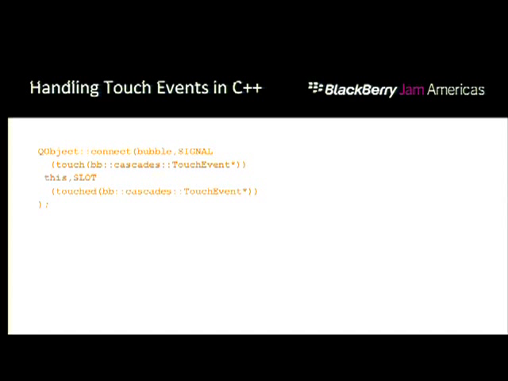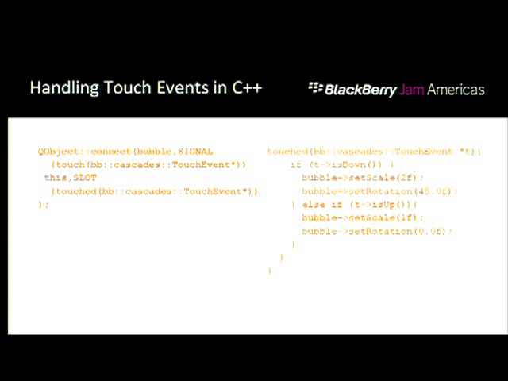It works in very much the same way, but now you need to connect to the specific signal. So you have here the code for connecting to a bubble container, and you connect to the touch signal, and you set up a slot that's called touched in this case. And you declare this slot function in your header files, and you add it. And then you can do the same thing as we did in the QML. So on down, you scale up and rotate, and on up, you set it back again.